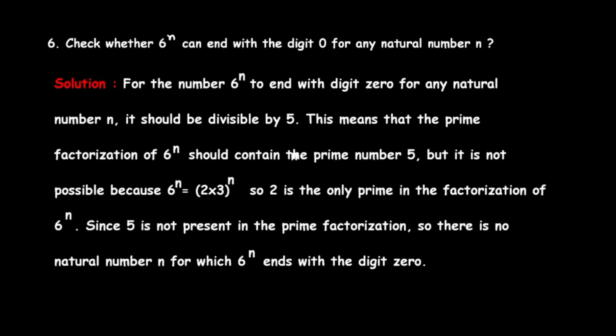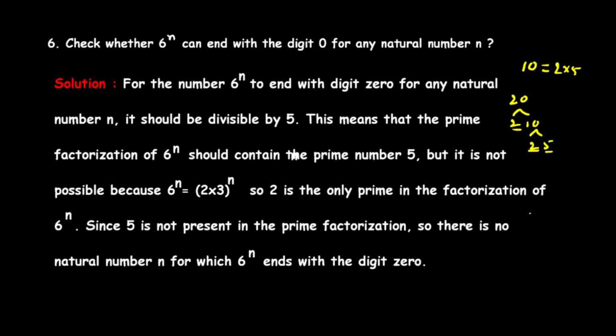And here is the next question. Check whether 6 power n can end with the digit 0 for any natural number n. So generally, 6 power n is given. To check whether a number ends with the digit 0 or not, we can take some examples. Like 10: 2 5s are 10. That means prime factors. If you take 20, 2 10s are 20, and 10 is 2 5s. That means finally we have 2 into 2 into 5.